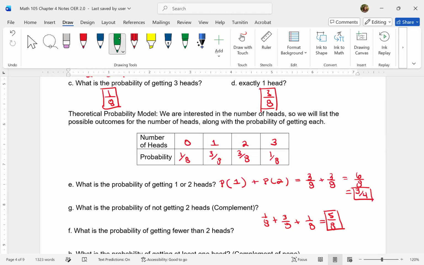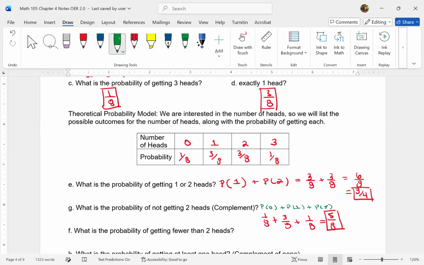Just if you did want to see the probability notation, this would have been considered the probability of 0 plus the probability of 1 plus the probability of 3. In other words, anything but the probability of getting 2. All right, because they said they don't want to have 2.